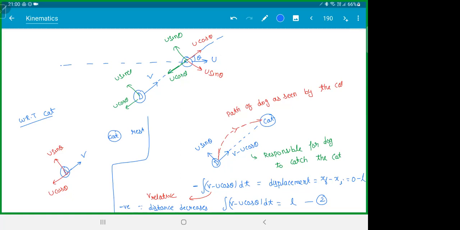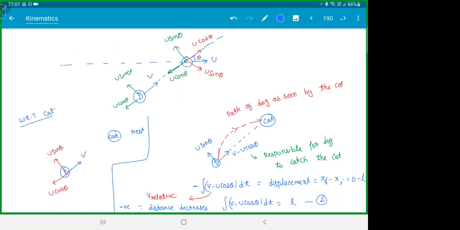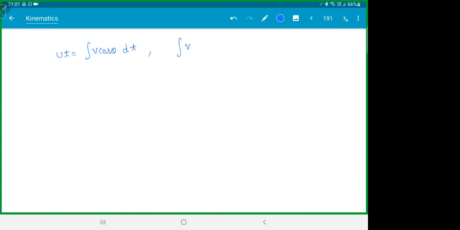Now, this is the only way to do it. I couldn't figure out a second way. So these problems, this is how you handle them. Cats and dogs chasing each other and stuff. Once you've got the two equations, bring both the equations. ut is equal to integral v cos theta dt, and this will be integral of v minus u cos theta dt is equal to L.